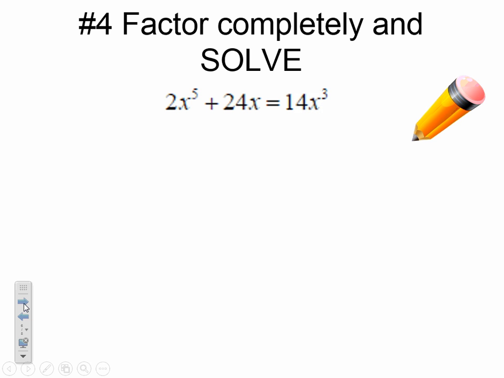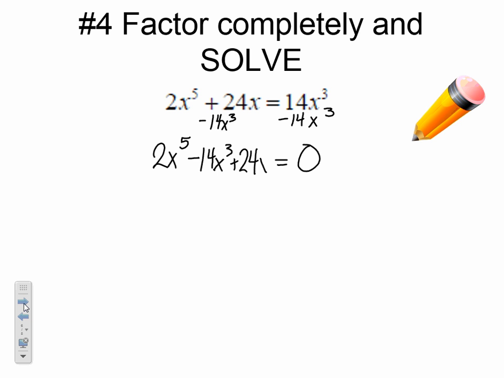So we're going to factor completely and solve. This one's a little different than the others: 2x to the 5th plus 24x equals 14x to the 3rd. All the others had a handy dandy little 0 over there, and we want to get that same situation going on here. So I'm going to subtract that 14x to the 3rd away. And be careful where you place him on that other side. We want to keep this in standard form. So it's going to be 2x to the 5th minus 14x to the 3rd plus the 24x so that I can keep him in standard form.